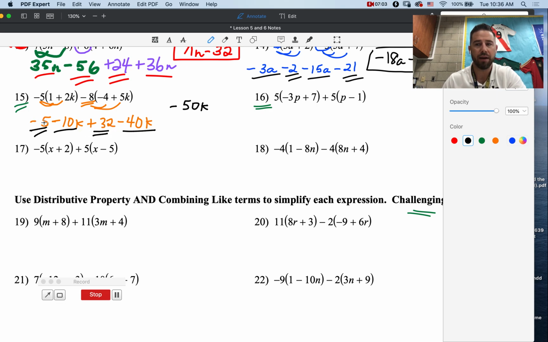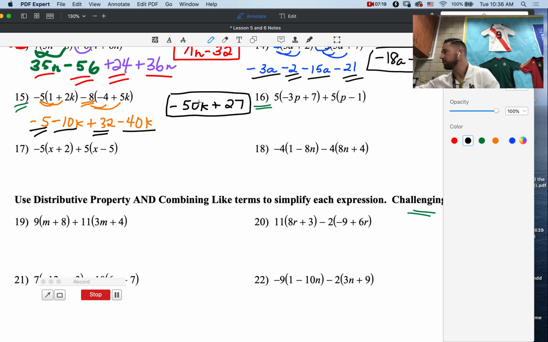Now these are our regular numbers here. We have -5 plus 32. Well, the 32 is positive, it's bigger, so we know our answer is going to be positive. And 32 minus 5, I think, is 27. And as you can see, I put the variable first, right? I turn my music down, it's kind of distracting me.